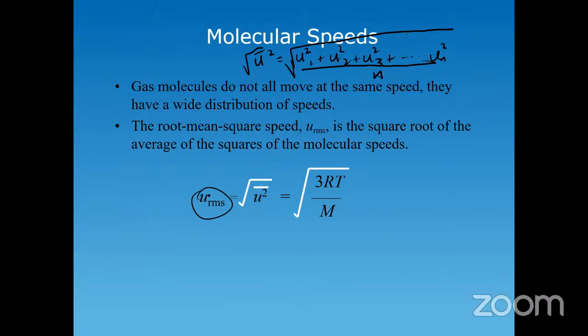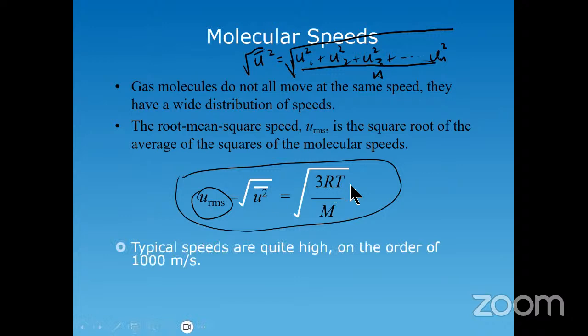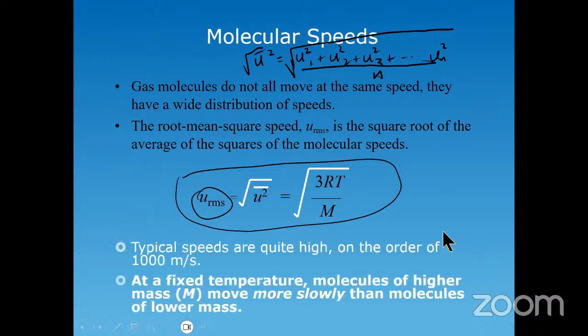And it turns out that there's a relationship between the root mean squared speed of the gas and the molar mass, and it's given by this equation that you're looking at right here. The root mean squared speed is equal to the square root of 3RT over M. Now, what are these terms? Well, R is the molar gas constant.